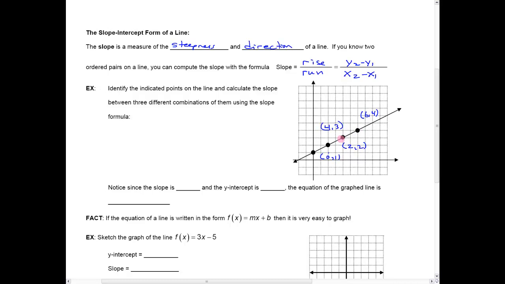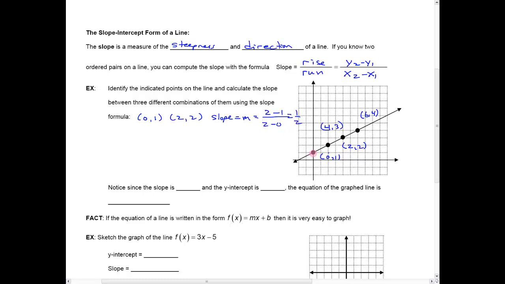I have these four ordered pairs, and the thing I want to illustrate is it doesn't matter which two ordered pairs you choose. If you were to choose the point 0, 1 and the point 2, 2, and then apply the slope formula, your slope, which we denote by the letter m, would be the difference of the y's. So I take this y minus this y, that would be 2 minus 1, and since I started with this y, I also start with this x, 2 minus 0. Notice that gives me 1/2 for the slope.